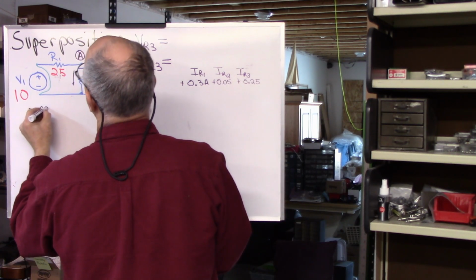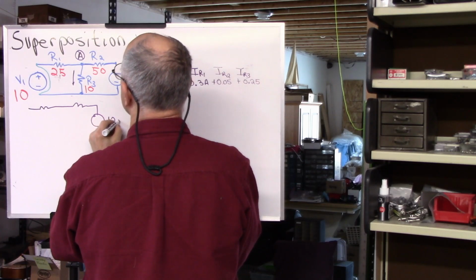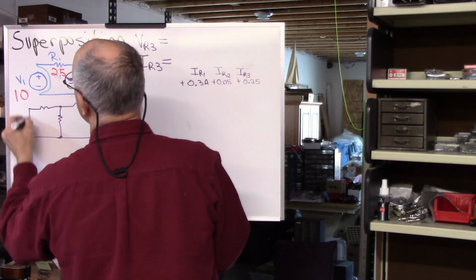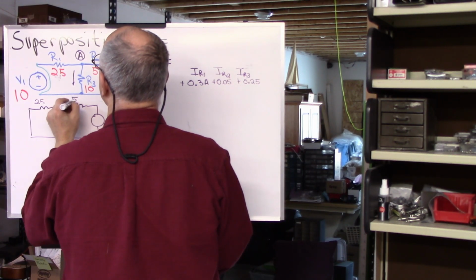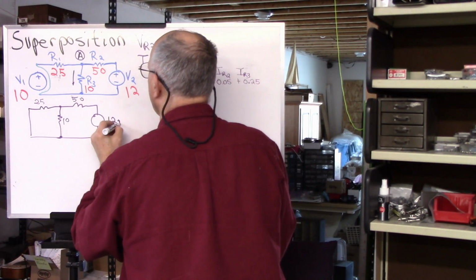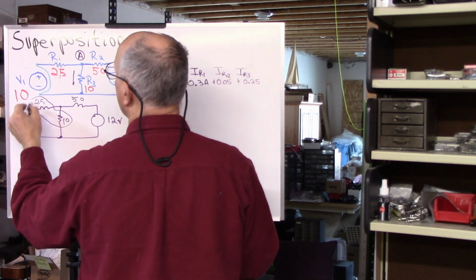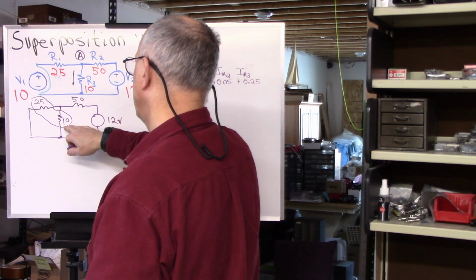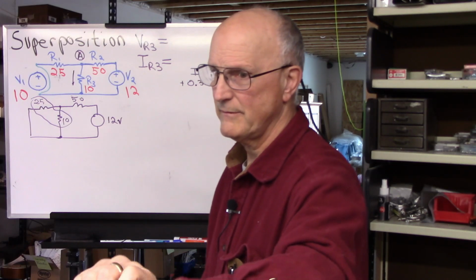We have a resistor here, resistor here. We have a voltage source, which is 12 volts. We have a resistor here, and a short over here. This is 25, this is 50, this is 10. All right, we can see these two are in parallel with one another. So 25 times 10 divided by 25 plus 10.